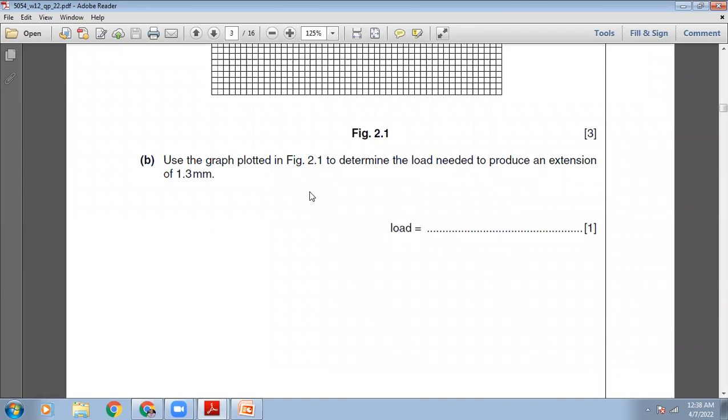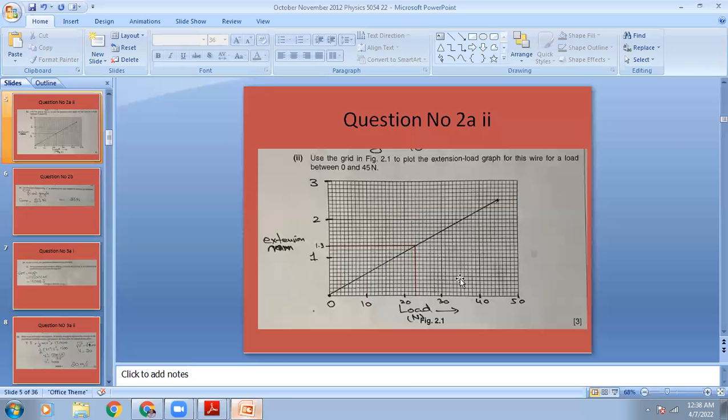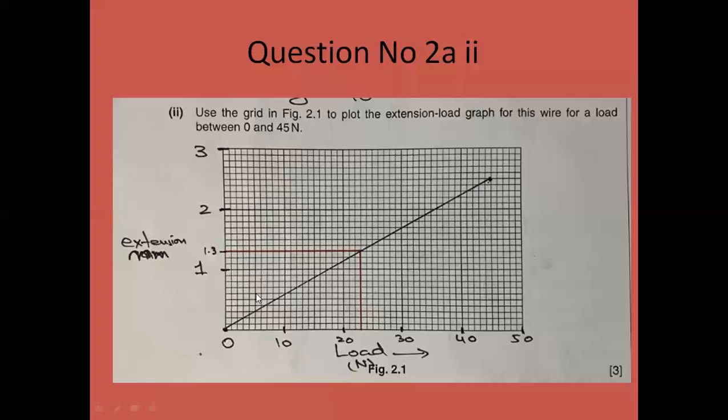use the graph plotted in figure 2.1 to determine the load needed to produce an extension of 1.3 millimeter. Okay, so we now know the extension, that will be 1.3 millimeter, and I will try to find out what is the load when the extension is that. So 1.3 is here. So from here, go to the extension load graph, and when you cross the extension load graph, below that point, check what's the value of the load. That is, I think, 23. Yeah, it's 23 Newtons.